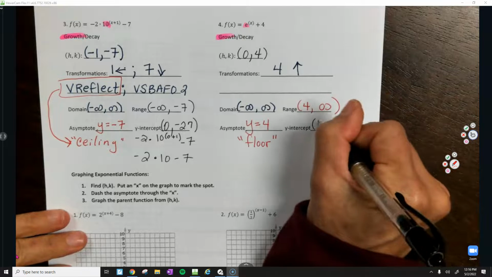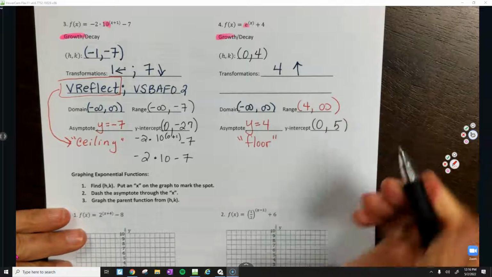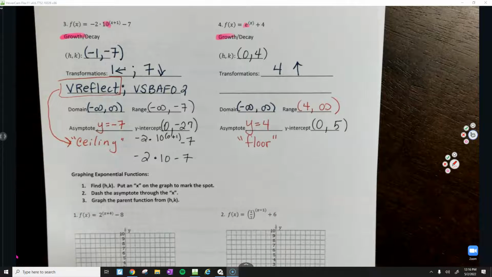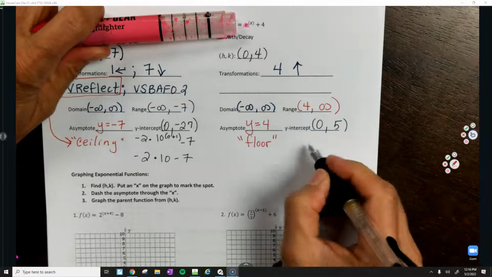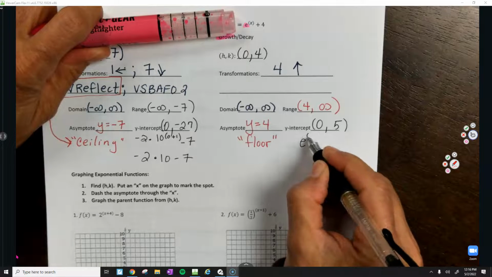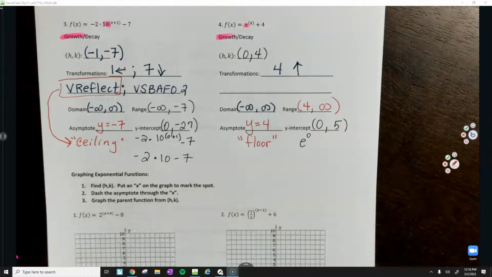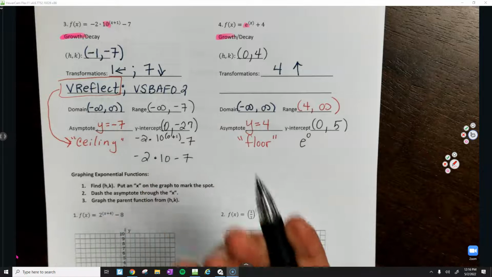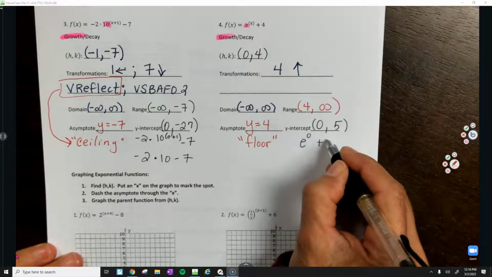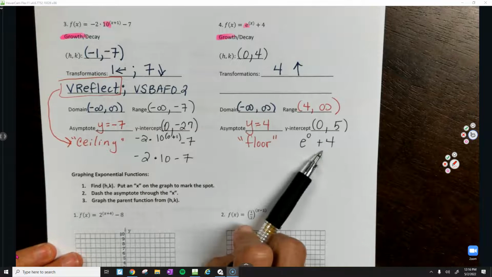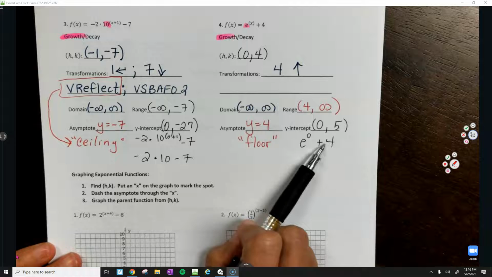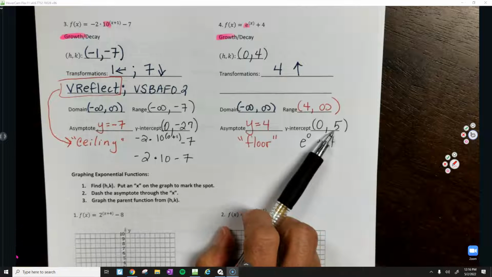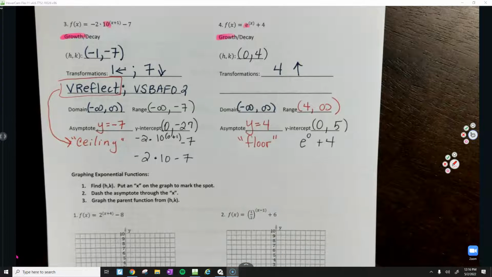And then your y-intercept is 0,5 because, guys, when I plug in a 0 right there for that exponent of e, remember anything to the 0 is 1. So that's 1 plus 5. I'm sorry, that's 1 plus 4, which gives you a 5 for the y-intercept. Any questions?